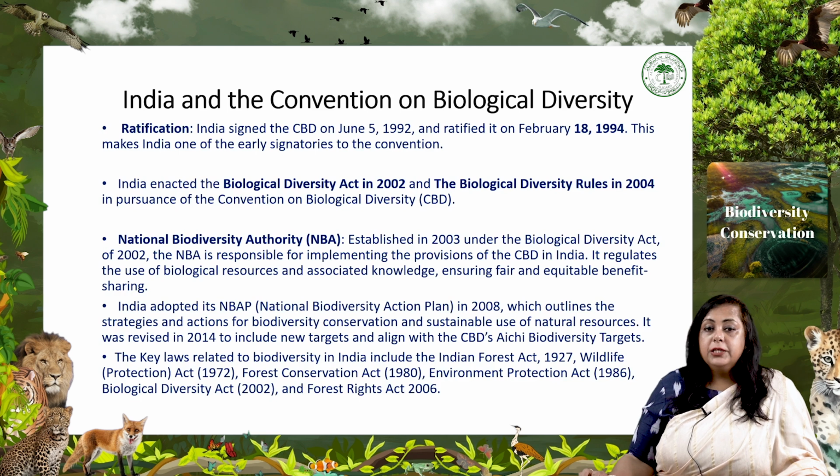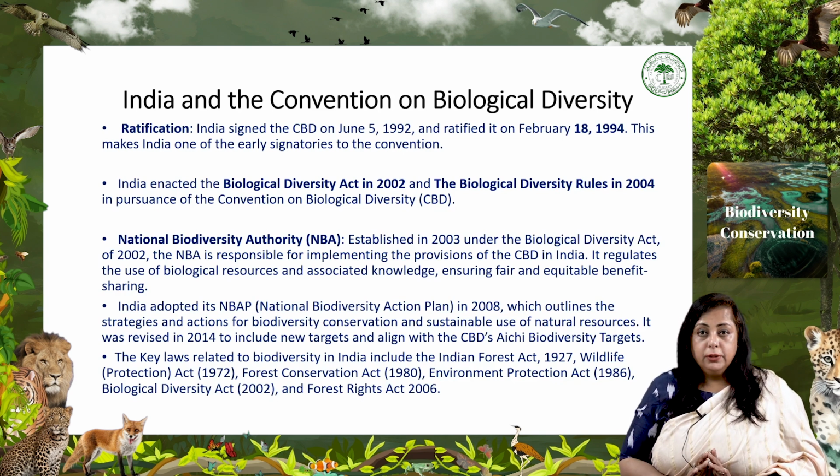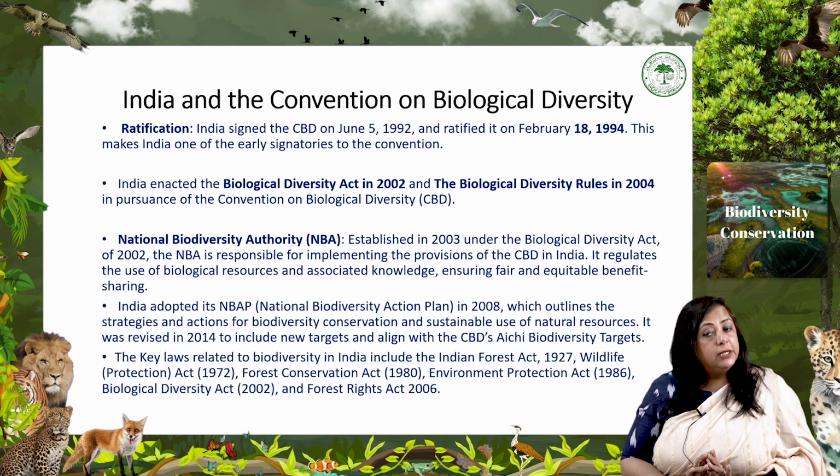India enacted the Biological Diversity Act in 2002 and the Biological Diversity Rules in 2004 in pursuance of the Convention on Biological Diversity. So, every nation had to make its own rules and regulations for the implementation of the convention. So, India had the Biological Diversity Act 2002 and Biological Diversity Rules 2004 implemented in its country.